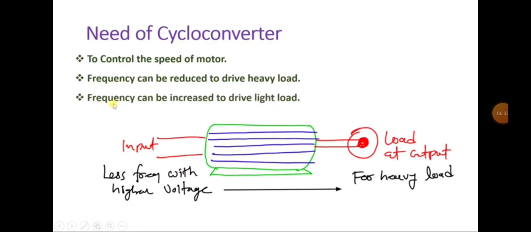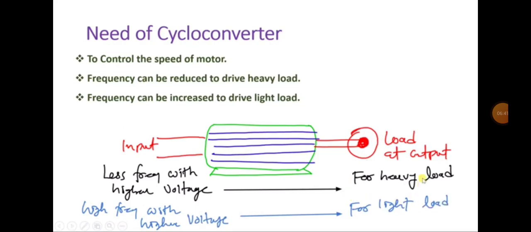In some applications we need to increase frequency to drive a light load. If you have a light load and want to handle it fast, we can increase frequency, and that can be done using a cycloconverter. So we can handle a light load by increasing frequency and a heavy load by decreasing frequency. This is how we use it in motors.